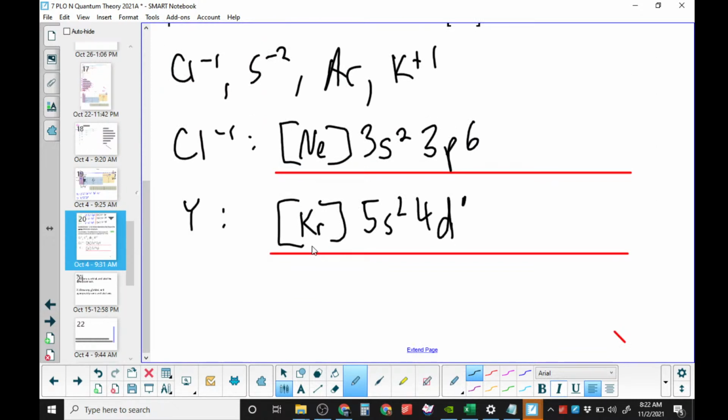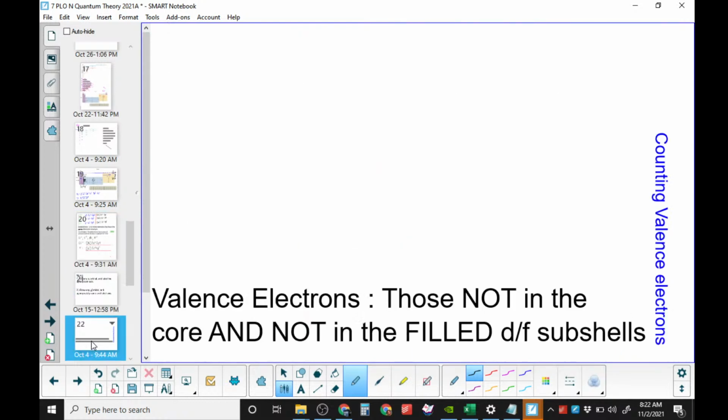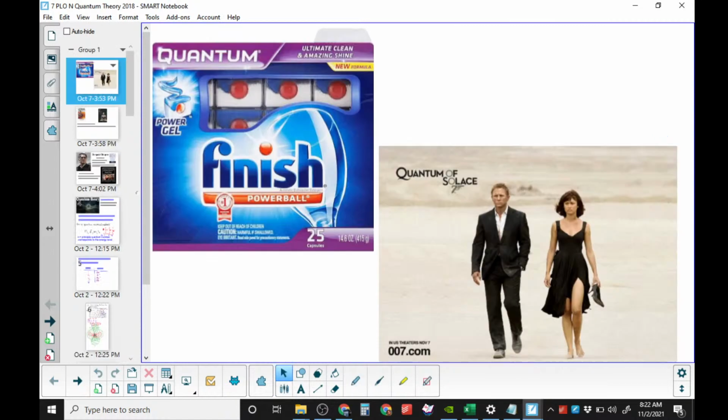So core notation allows you to skip all of the previous stuff and just put in the valence electrons. Valence electrons, because that's what we're going to have to do next. The topic immediately after this is going to be Lewis dot diagrams. Here, let me move this over.